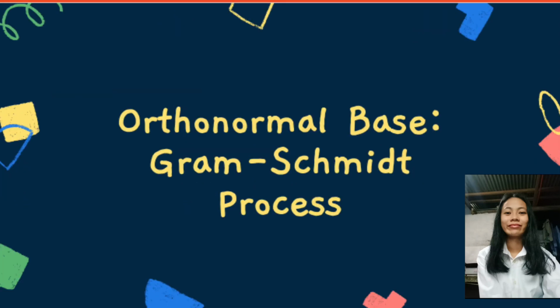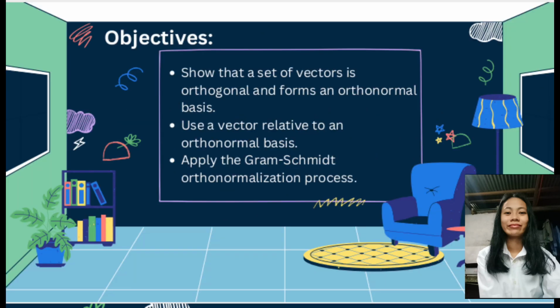And now we are going to report the orthonormal-based Gram-Schmidt process. And here's the objectives. First, we need to show that a set of vectors is orthogonal and forms an orthonormal basis. Use a vector relative to an orthonormal basis. Apply the Gram-Schmidt orthonormalization process.